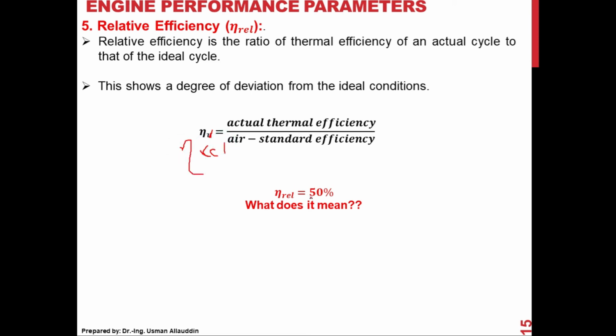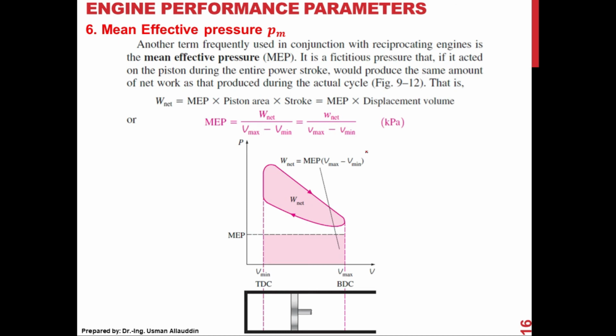So a relative efficiency of 50% means that, let's suppose the air standard efficiency is 30 and the actual thermal efficiency is 15. So 15 divided by 30, you will get 50%, 0.5. The actual efficiency is half of the ideal efficiency.